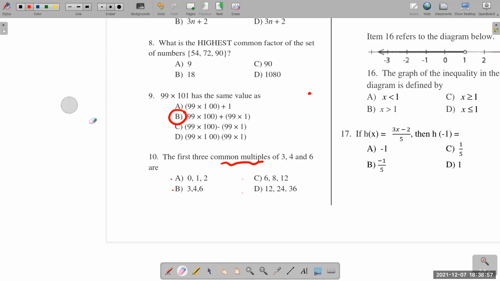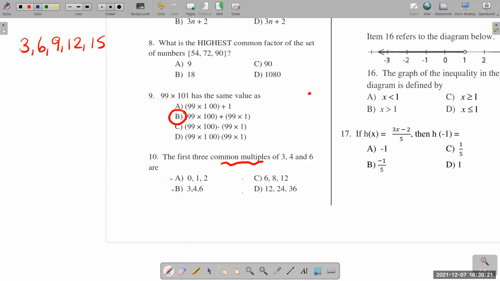Anybody remember what multiples is? So if I ask you for the multiples of 3, what would be the multiples of 3? The multiples of 3 would be 3 times 1 is 3, 3 times 2 is 6, 3 times 3 is 9, 12, 15. Everybody see that? That's the multiples of 3.